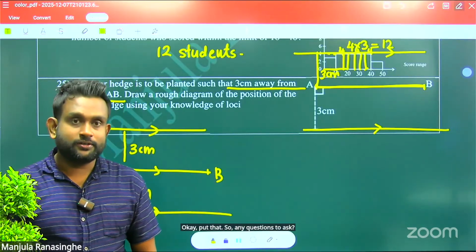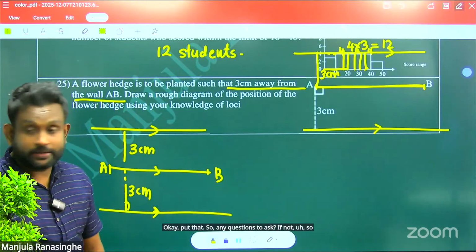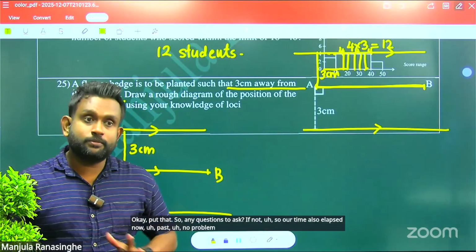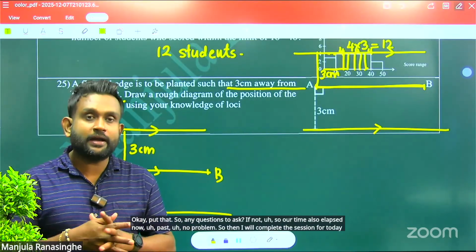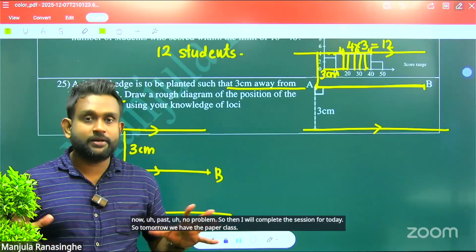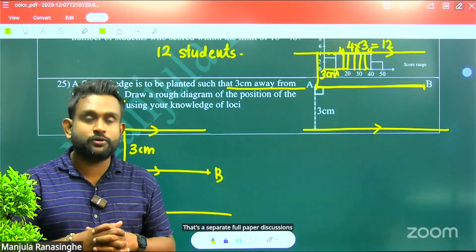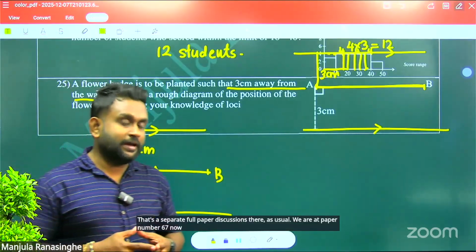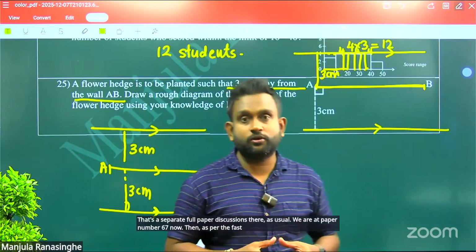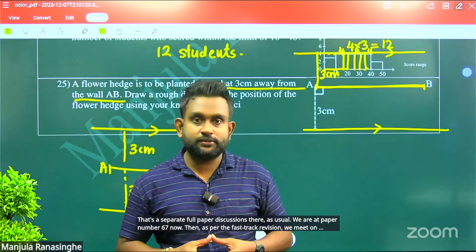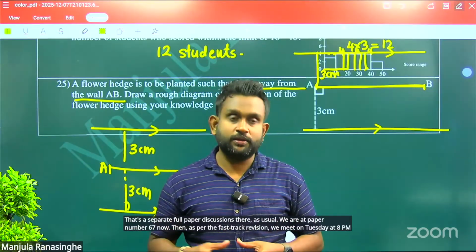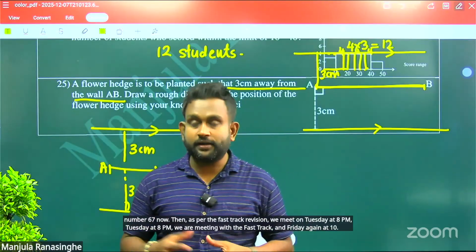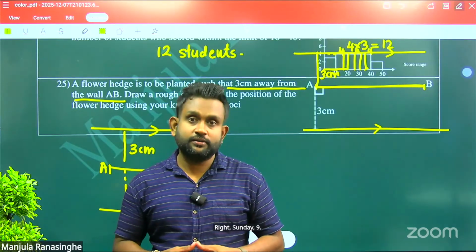If not, our time has also elapsed now. No problem, so I will complete the session for today. Tomorrow we have the paper class, a separate full paper discussion as usual. We are at paper number 67 now. Then as per the fast track revision, we meet on Tuesday at 8 p.m., and Friday again at 10, and Sunday at 9. These are the three time slots.